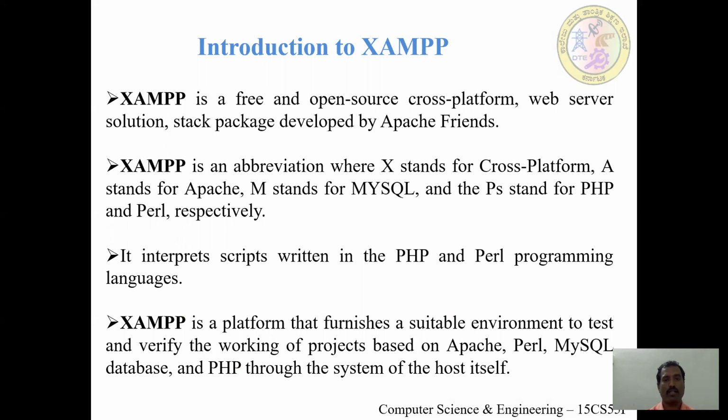XAMPP is a freely available platform and it is open source. XAMPP is an abbreviation where X stands for cross-platform, A stands for Apache, M stands for MySQL, P stands for PHP, and another P stands for Perl. It means that we can write programs in PHP and Perl, and XAMPP also supports different servers such as Apache, Tomcat, and so on.